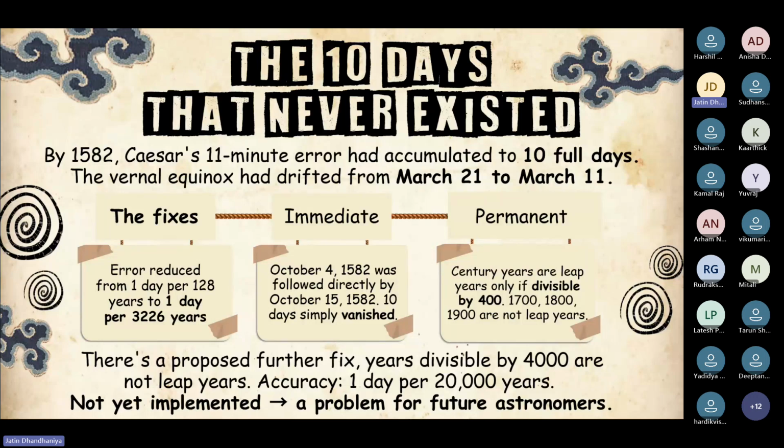Now there's still an error, and there's a proposed further fix that years divisible by 4000 are not leap years. This will move the accuracy to 1 day per 20,000 years. This is not yet implemented, and this is a problem for future astronomers to implement.